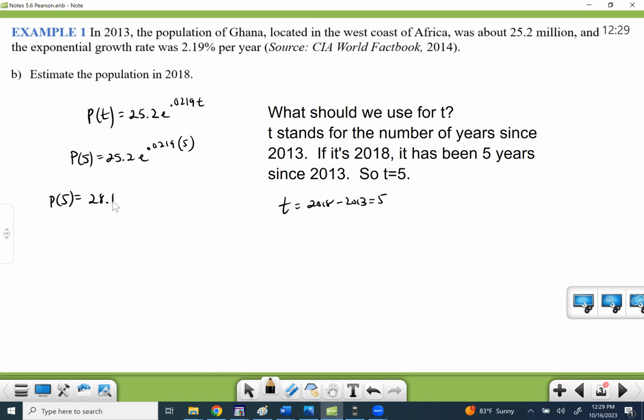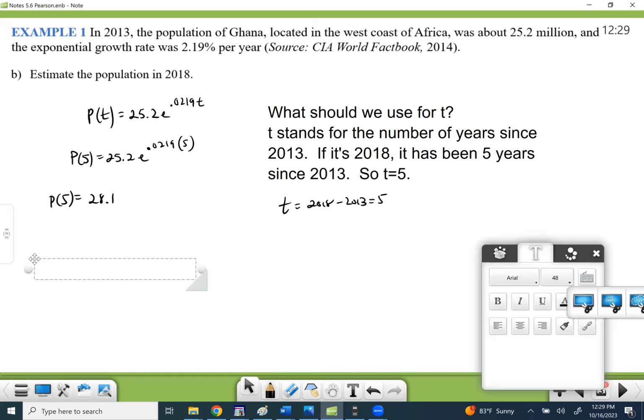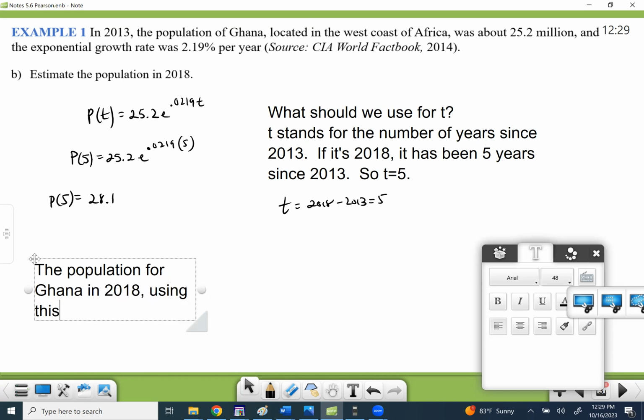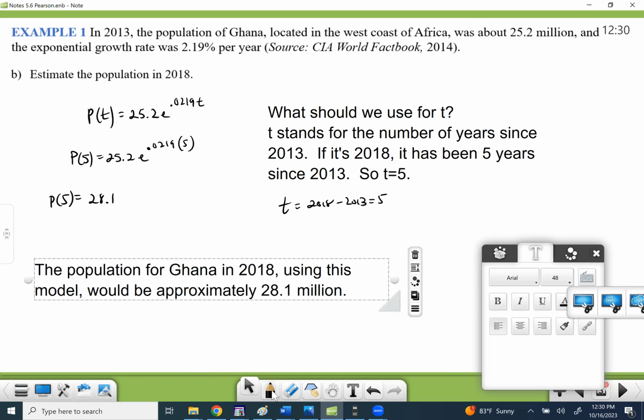So if we were to sum this up, the population for Ghana in 2018 using this model would be approximately 28.1 for this model.